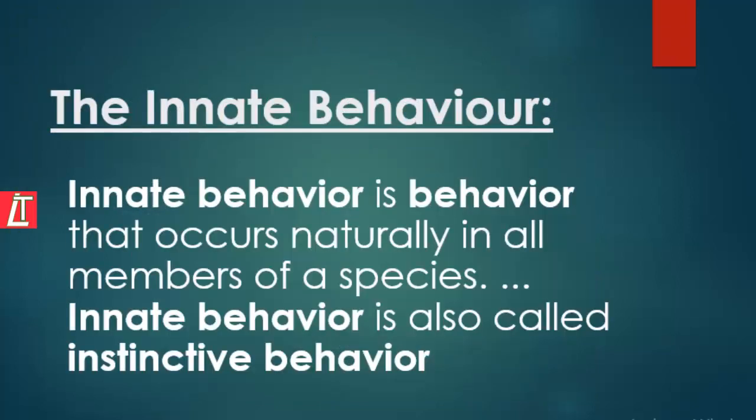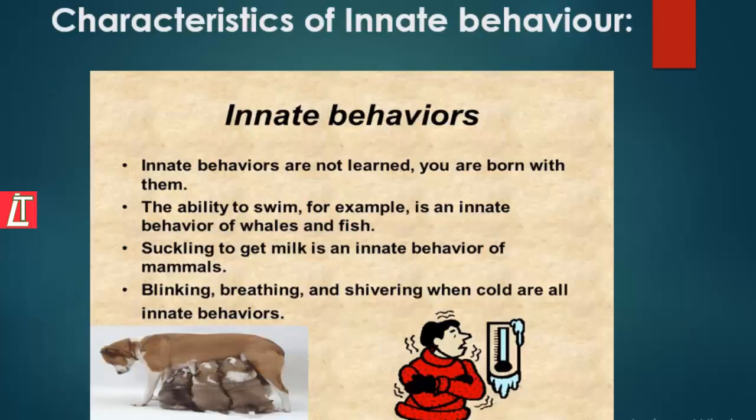The innate behavior. Innate behavior is behavior that occurs naturally in all members of a species. Innate behavior is also called instinctive behavior. Characteristics of innate behavior. Innate behaviors are not learned. You are born with them. The ability to swim, for example, is an innate behavior of whales and fish. Suckling to get milk is an innate behavior of mammals. Blinking, breathing, and shivering when cold are all innate behaviors.